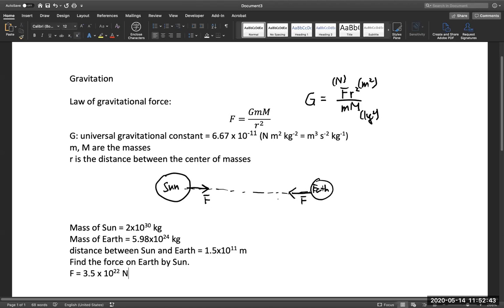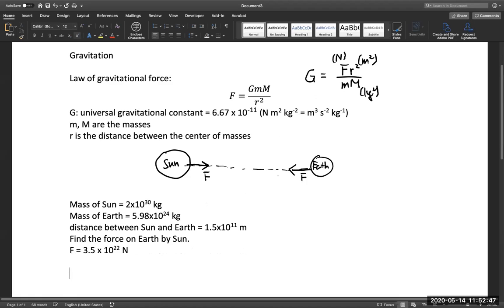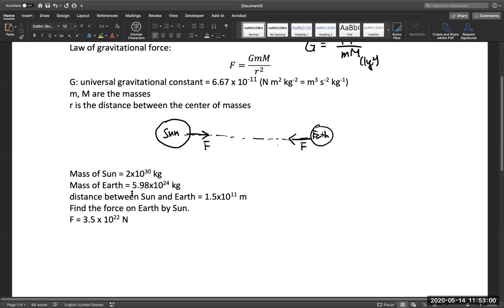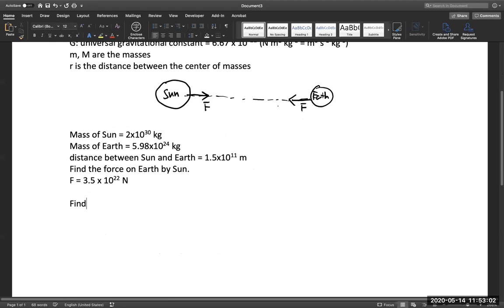Did all of you get it? And if you get the wrong answer, you need to take care about that. This is an r square. It's not just r. Okay. Let me give you a chance.